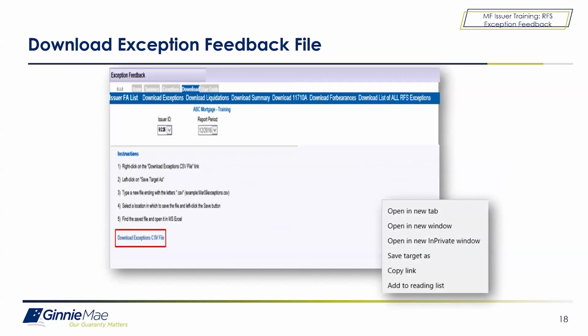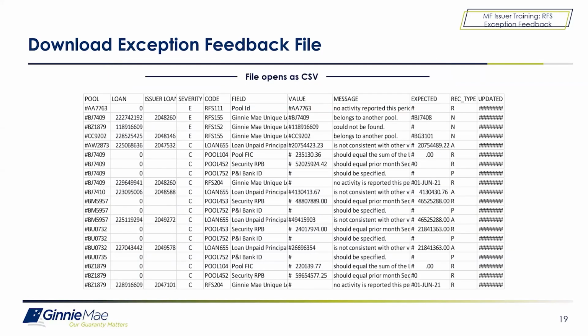After clicking the Download button at the bottom of the previous slide, the instruction page will display. Follow the instructions by right-clicking on the Download Exception CSV file. Then select the Open in New Window option that is in the box on the right bottom corner of the screen. The CSV file opens and will display all of your outstanding exceptions, and please save this file as an Excel.